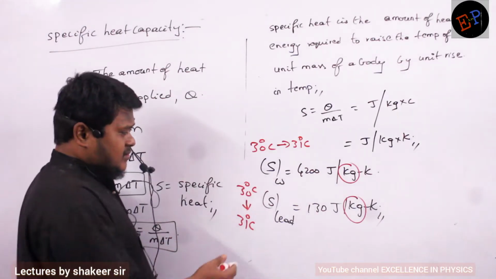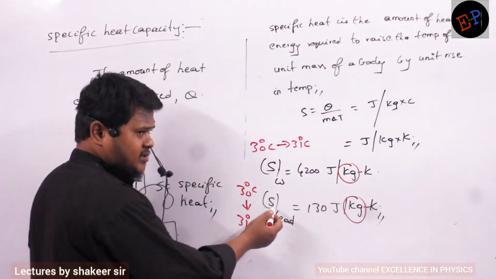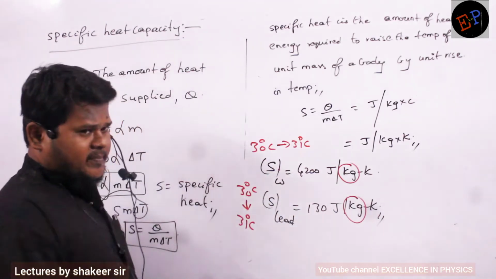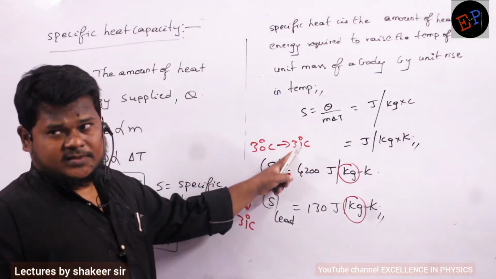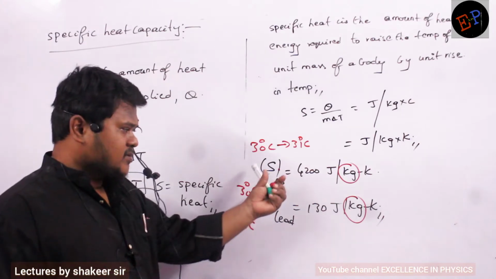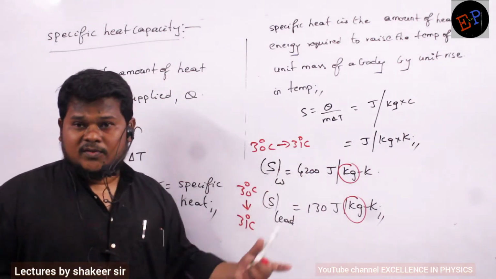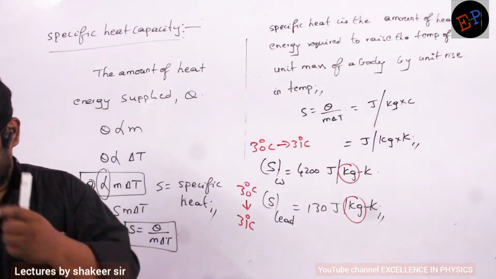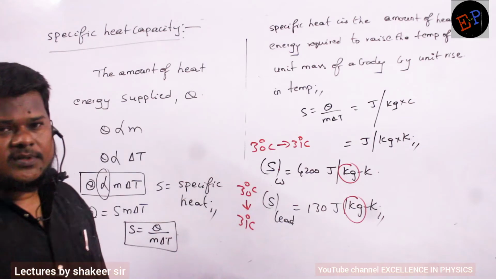Then in that condition, masses are also same. This is also 1 kg, this is also 1 kg. Change in temperature is also same. But to raise the temperature by 1 degree Celsius of water, I have to supply 4,200 joules of energy. 4,200, it is nothing but unit of energy, no? How much energy I have to supply? 4,200 joules I have to supply.